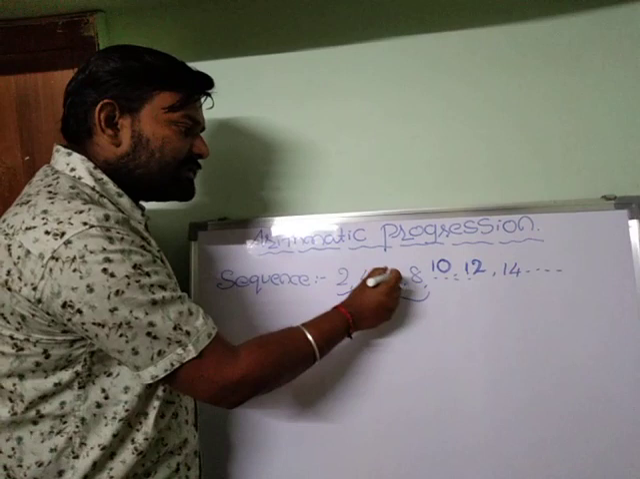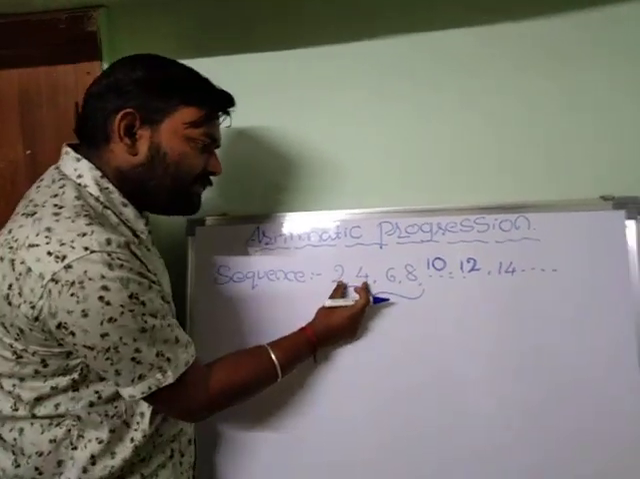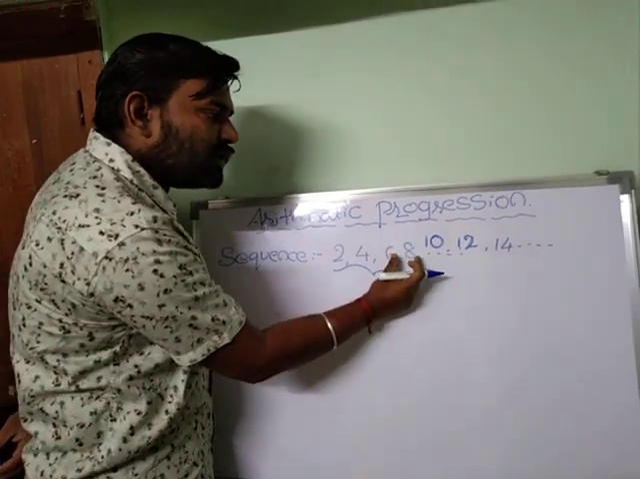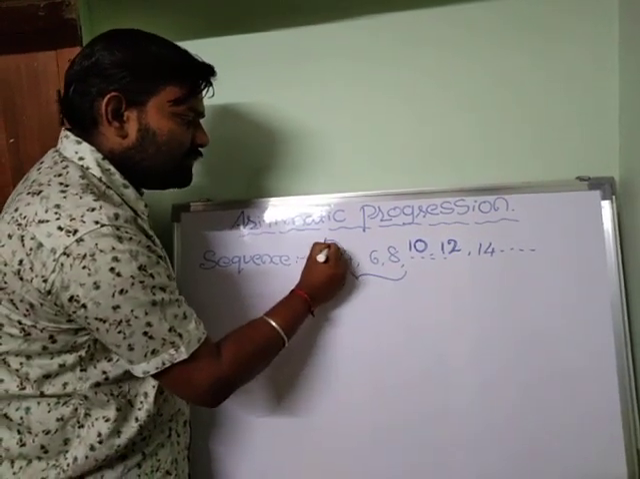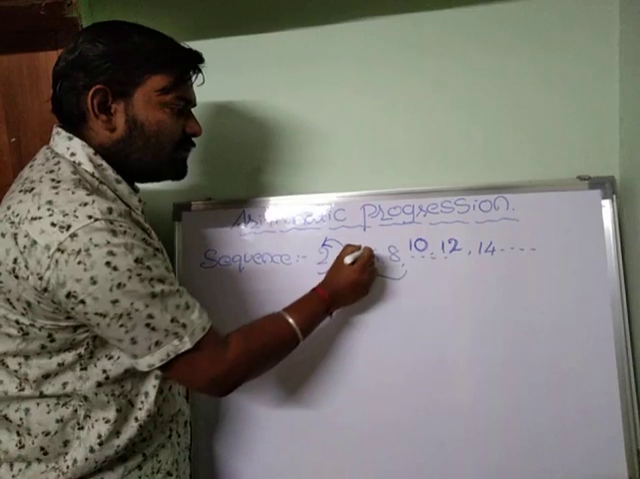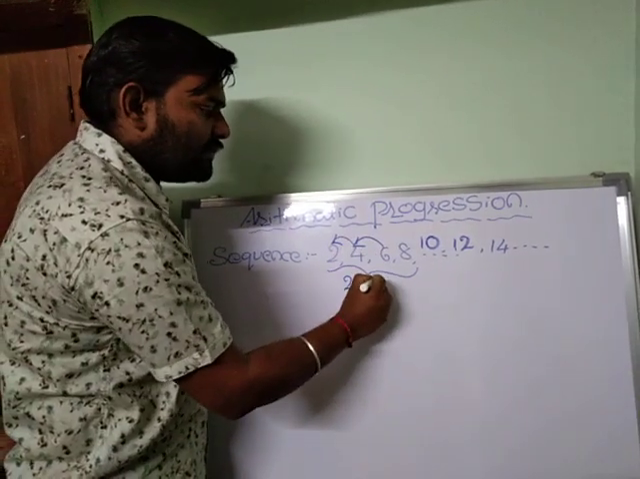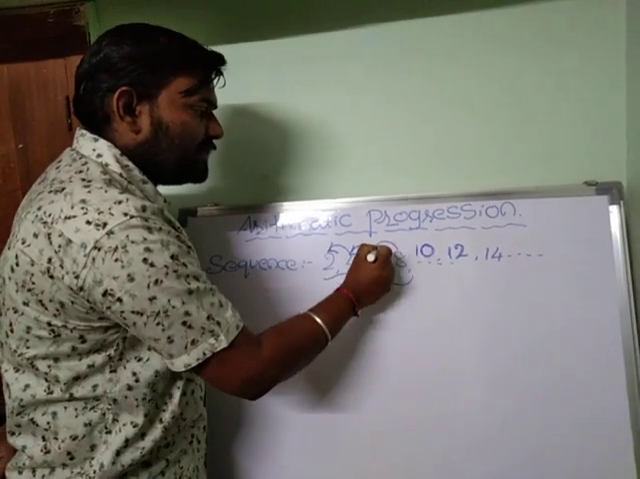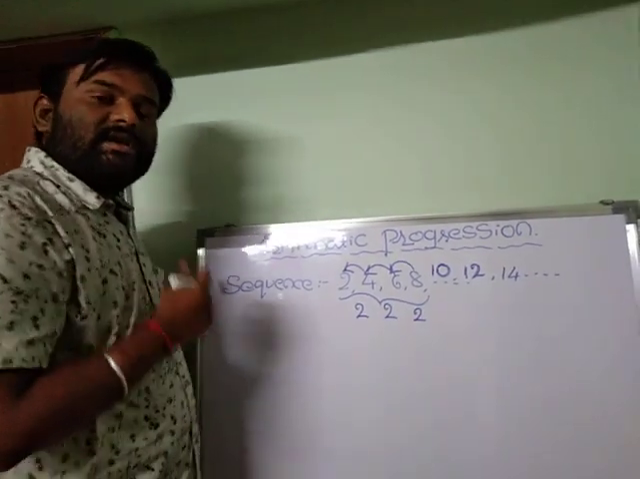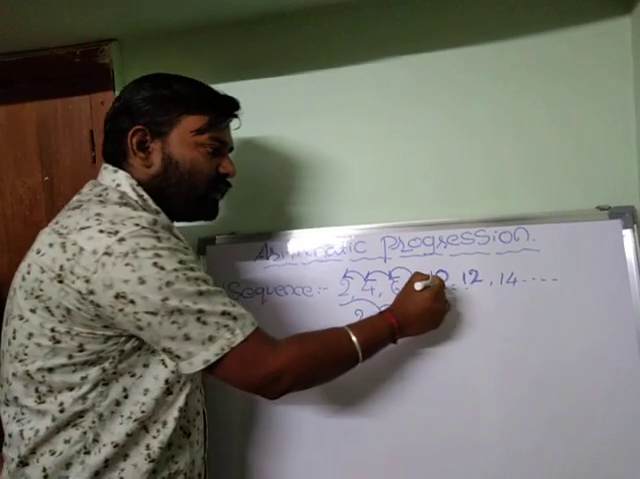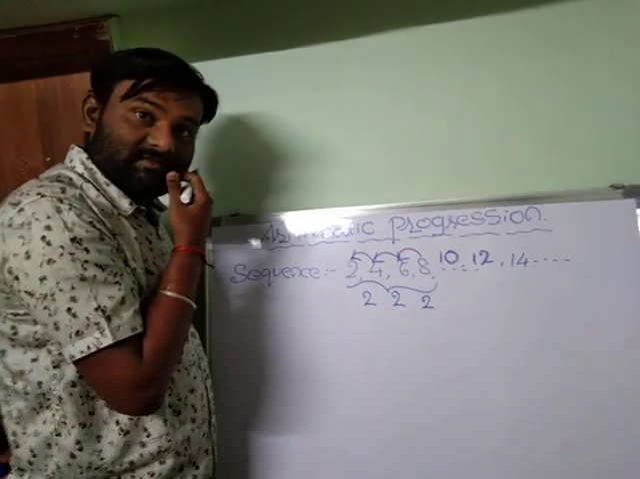See here, 2, 4, 6, 8. The difference between any two consecutive terms is 2. 4 minus 2 is 2. 6 minus 4 is 2. 8 minus 6 is 2. This is one way of keeping track of the sequence. What will be the next number? This will help you.